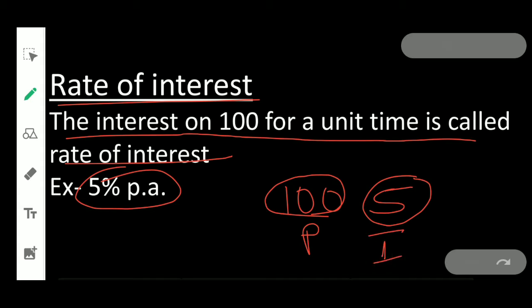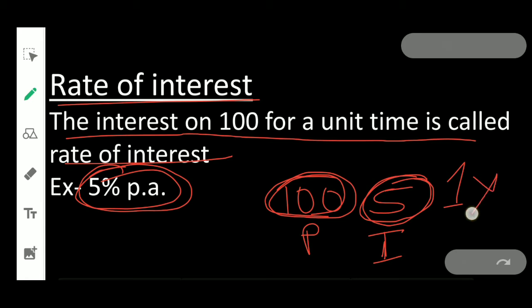If 100 is principal value, then 5 is your interest for 1 year. So 5% per annum means for 100 rupees of principal value you have to pay 5 rupees as interest for 1 year, or you can say per annum. That is rate of interest.